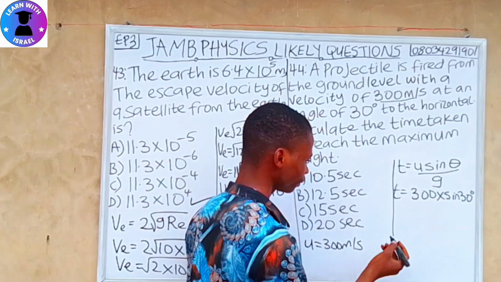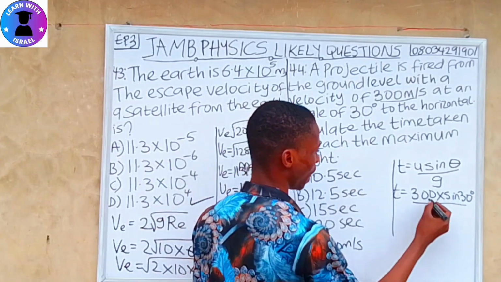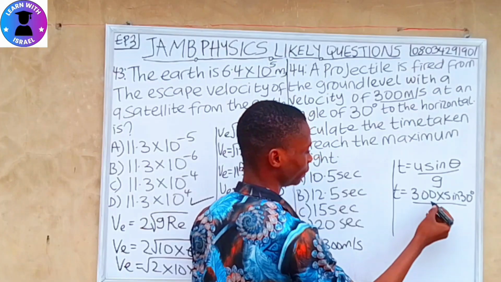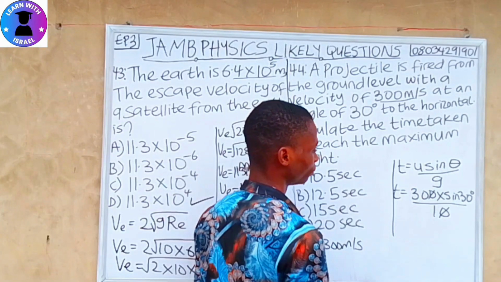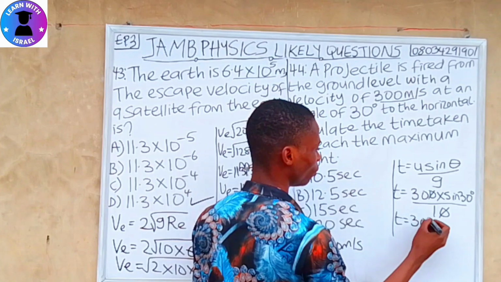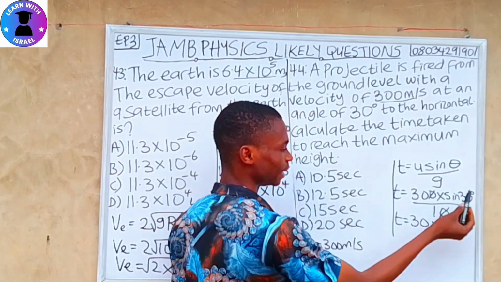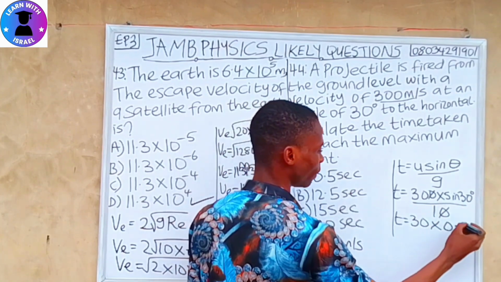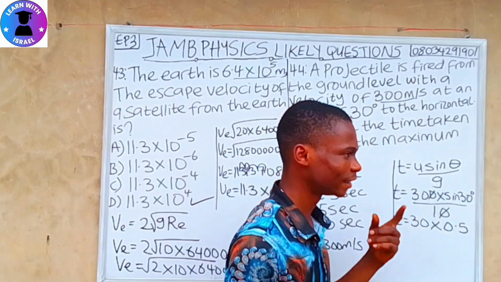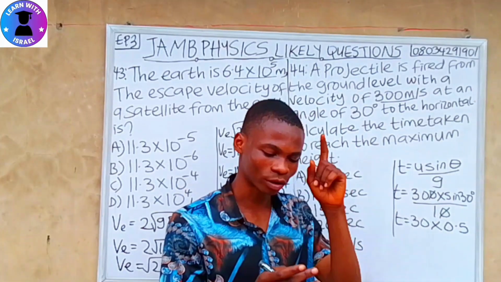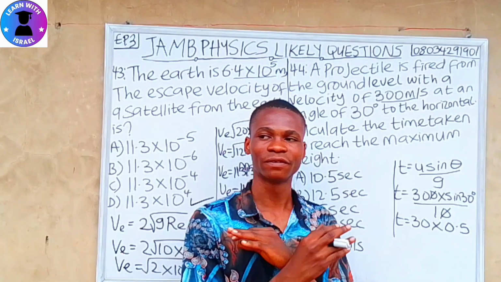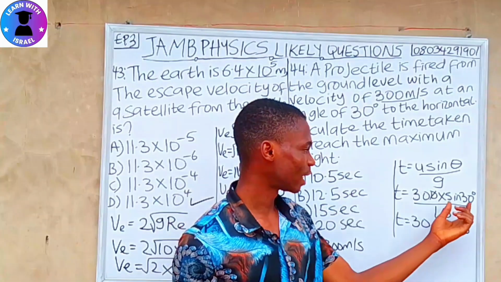So all over our g, which is 10. So let's divide. 0 cancels 0. So we are now left with 30. So our t equals 30 multiplied by sine 30, which is 0.5. Sine 30 is 0.5. You need to know sine 30, sine 60, cos 30, cos 60, tan 30, tan 60. It's very important because they can ask this kind of question.